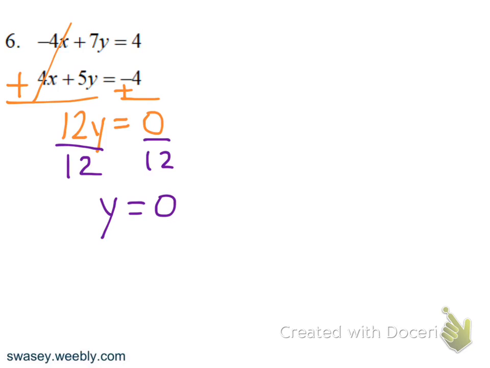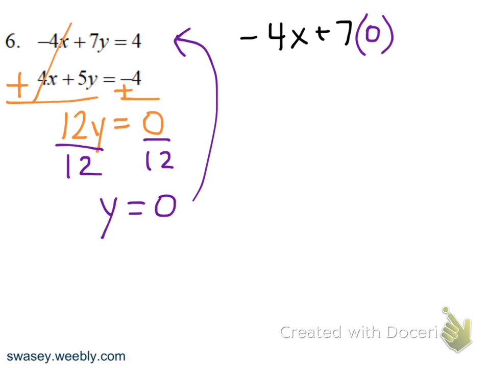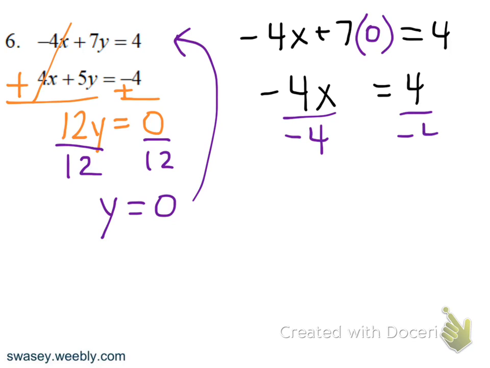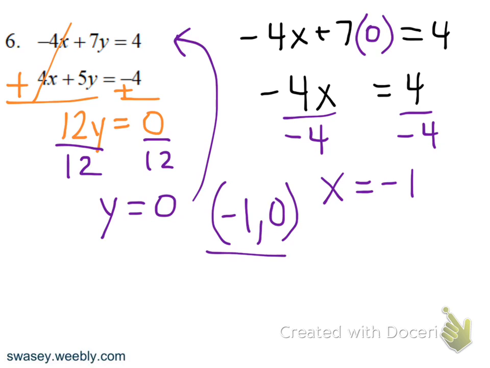Now we'll take this, plug it back in. You can go to either equation. If we go to the top one, we've got negative 4x plus 7. Instead of y, we're putting 0. Equal to 4. Multiply, 7 times 0 is 0. And then divide both sides by negative 4. So x equals negative 1. So we have the point negative 1, 0.